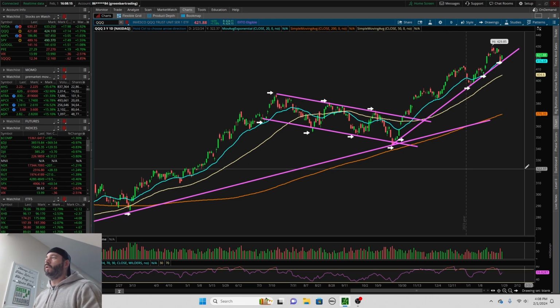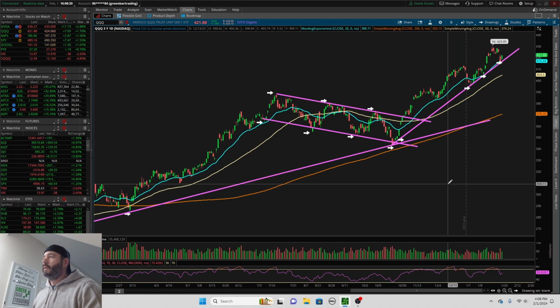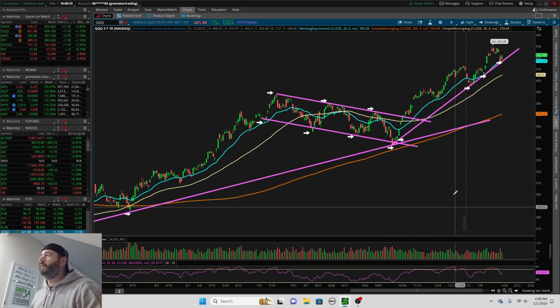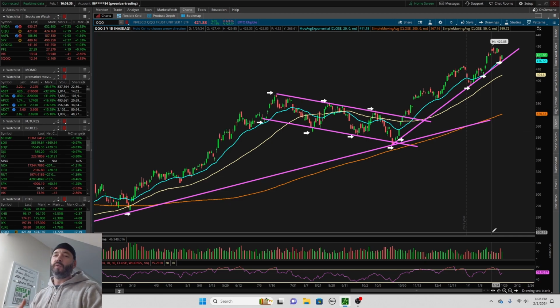But this is the way that I look at technical analysis. So if you're trying to formulate a trading plan, try to draw some of these lines in, because the market is hard enough to understand or predict. Nobody can predict the market, but you can use technical analysis and some indicators to help you along the way.